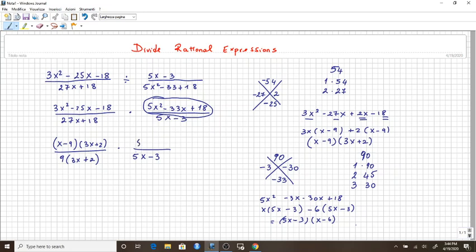So now we have 5x minus 3 times x minus 6. What can we simplify? Well, this and this will simplify to 1. 3x plus 2 and 3x plus 2 simplify to 1. So we are left with x minus 9 times x minus 6 divided by 9. Okay, so I hope this process makes sense to you. And then what we're going to do next is add and subtract rational expressions.